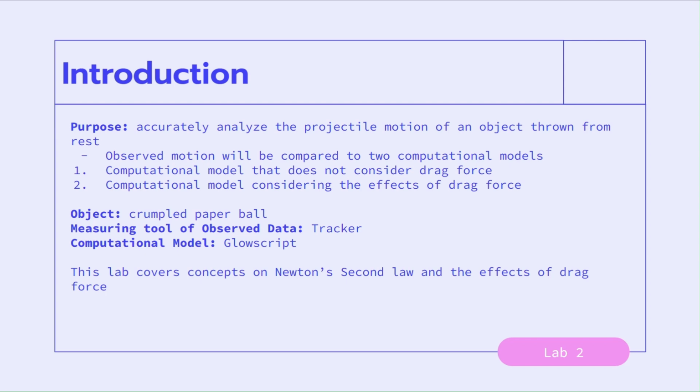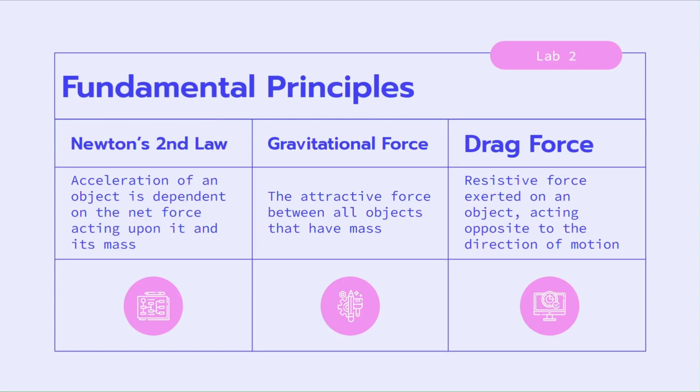So for this experiment, our object was a crumpled paper ball, and then our measuring tool for the observed data was Tracker, and then our computational models were done on GlowScript. This lab covers concepts of Newton's second law and the effects of drag force. So this experiment covered three different fundamental principles.